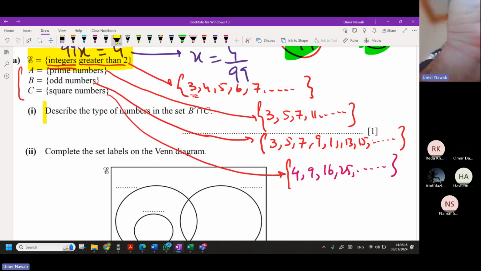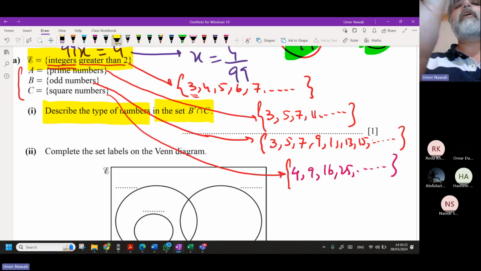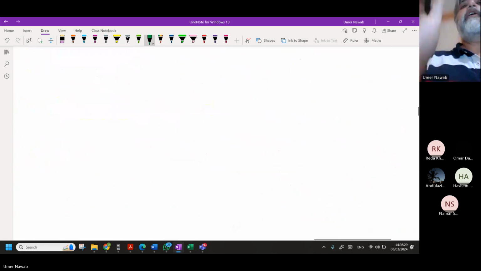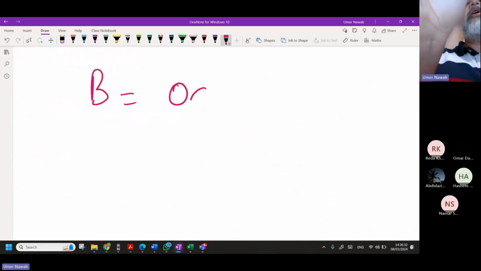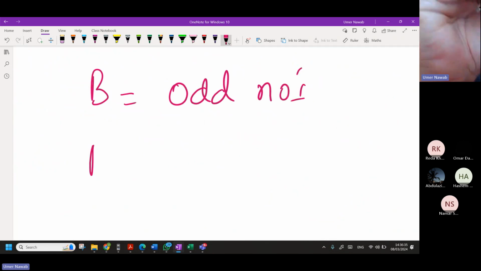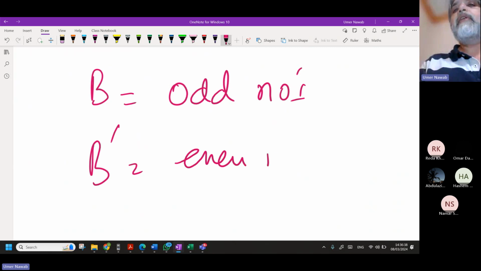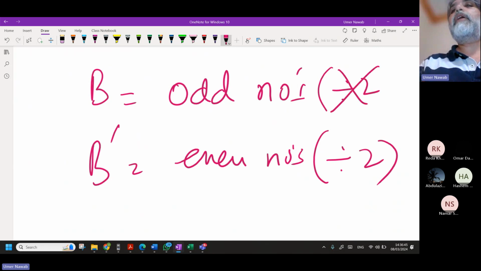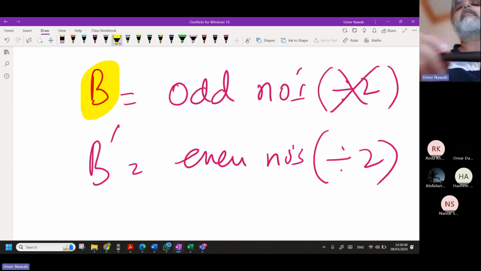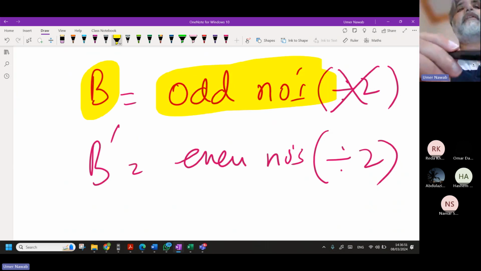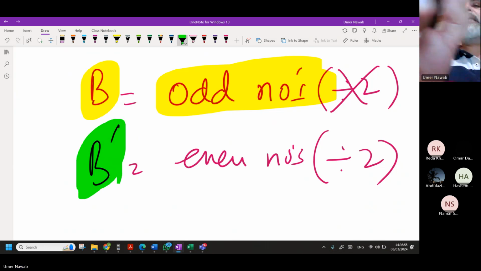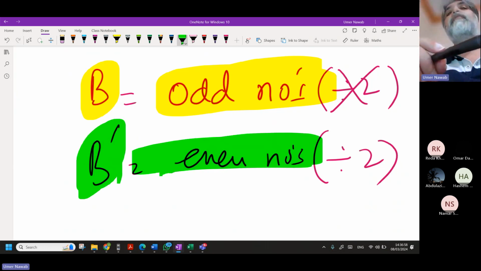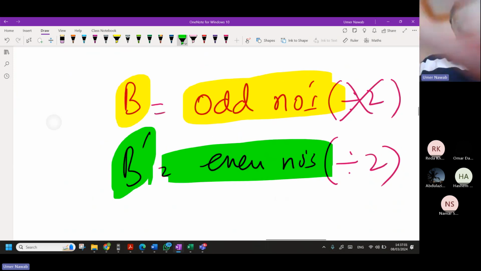The first question which is asked by him: describe, meaning you need to express in words, describe the type of numbers which are outside of B. If B is odd numbers, what is the opposite of odd numbers? The complement of odd numbers is even numbers, meaning those numbers which can be divided by 2. Odd numbers cannot be divided by 2. So as he said, B is a set of odd numbers, so the complement of B, Mr. Omar, is the set of even numbers. Got it? Now, what is he doing?